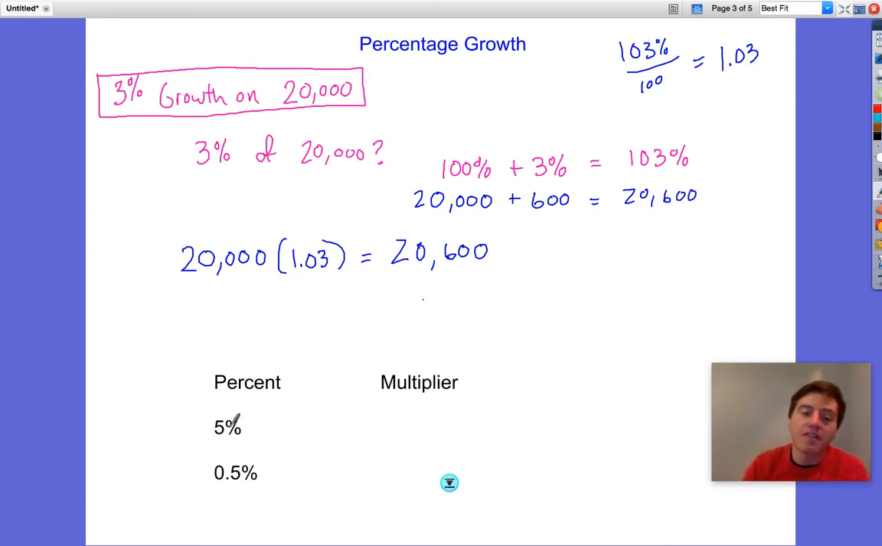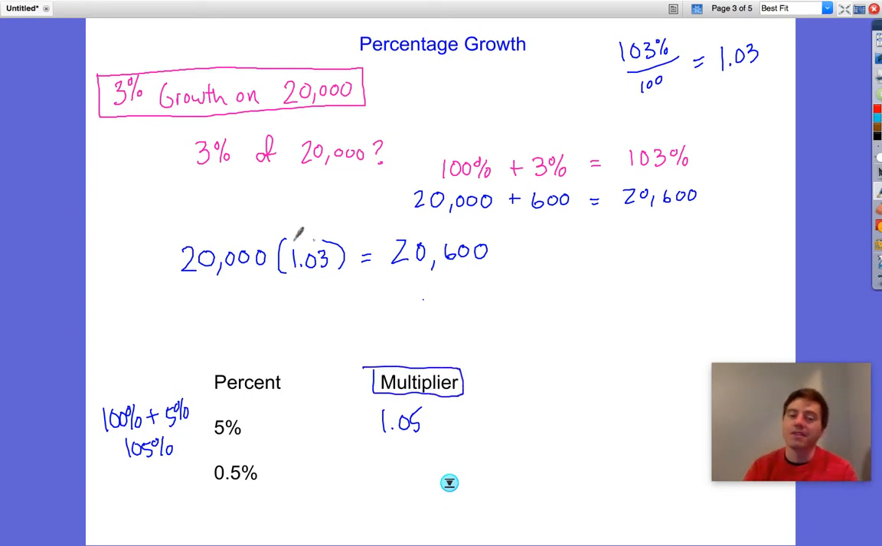So let's consider a different example. What if I wanted to do a 5% growth? If this was a 5% growth, then that would be the 100%. I add on the 5%. Well, that's 105%. What's 105% as a decimal? It would be 1.05, which would be our multiplier, which is what we're calling it because that's what we're multiplying by. So this would be a 5% growth on whatever you multiply it by, because it's finding 105%: 100% of what you have, 5% extra.